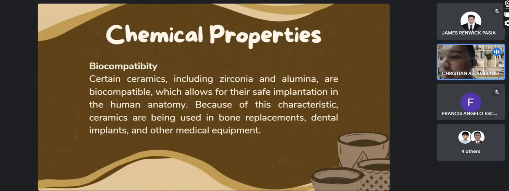And also, ceramics can play a role in biocompatibility. This is because certain ceramics like zirconia and alumina are biocompatible, which allows for their safe implantation in the human body. This characteristic of ceramics is being used in bone replacement, dental implants, and other medical equipment.